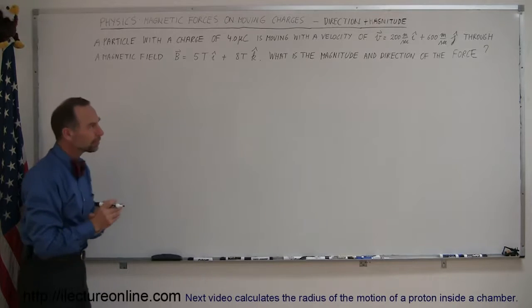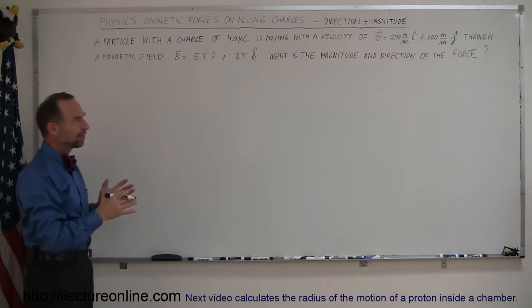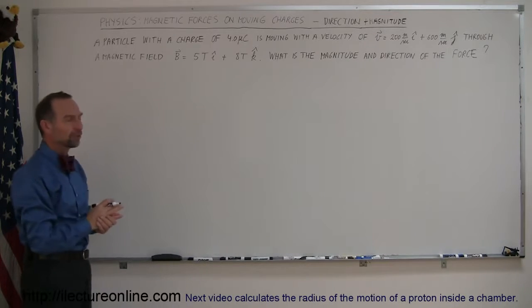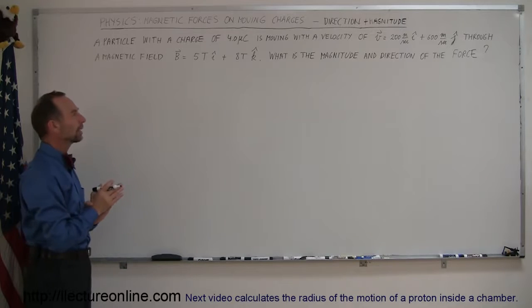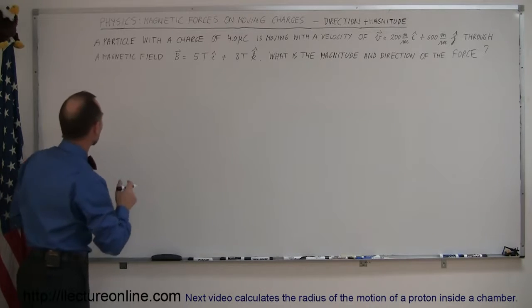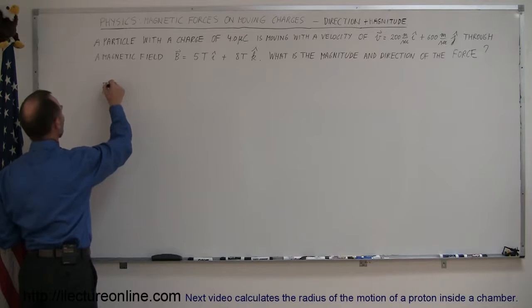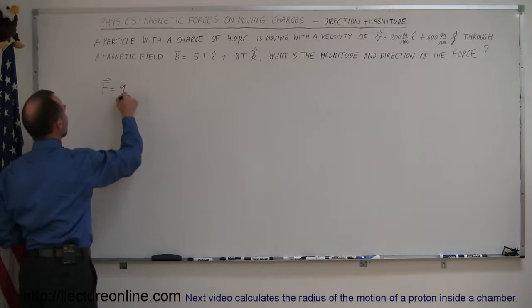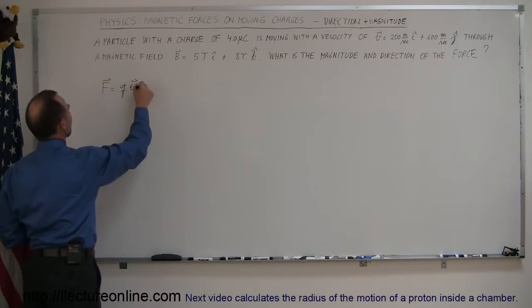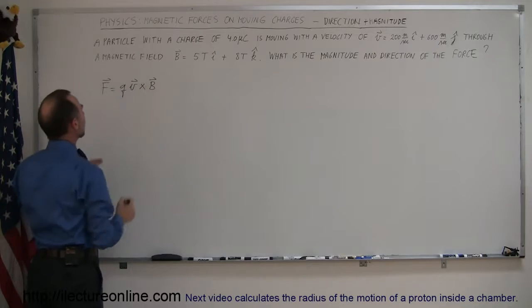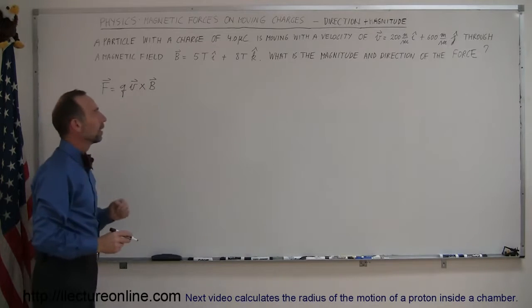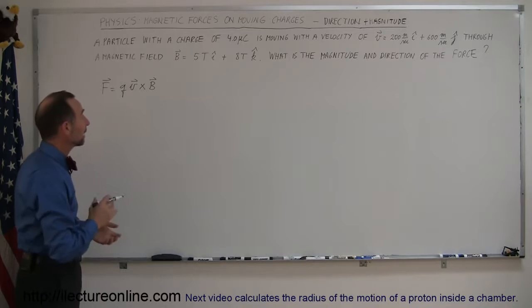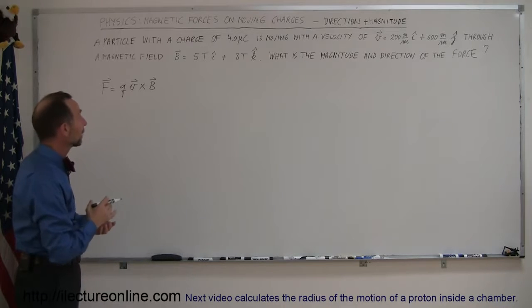Now trying to draw a picture of that, since it's a three-dimensional picture, may be a little bit difficult, and you probably don't need a picture for that. You can say that the force is equal to Q times V cross B. So what we need to do here is find the cross product of the V vector, the velocity vector, and the magnetic field vector.